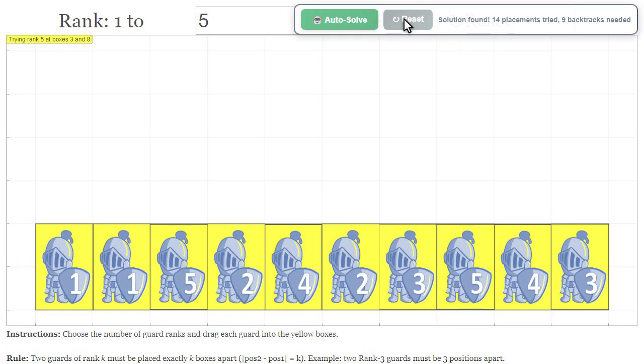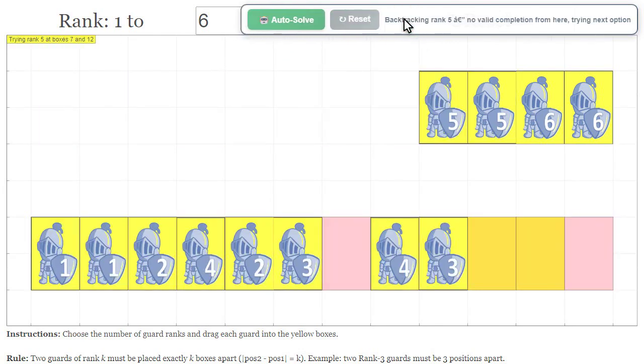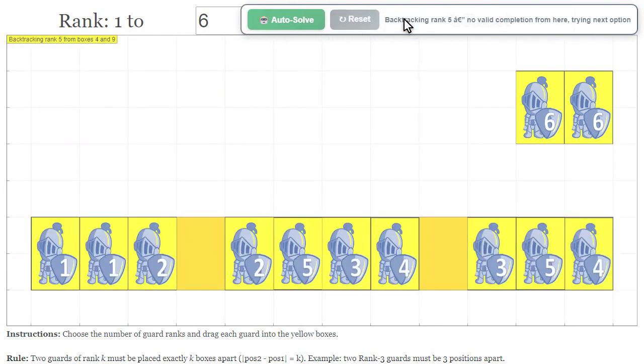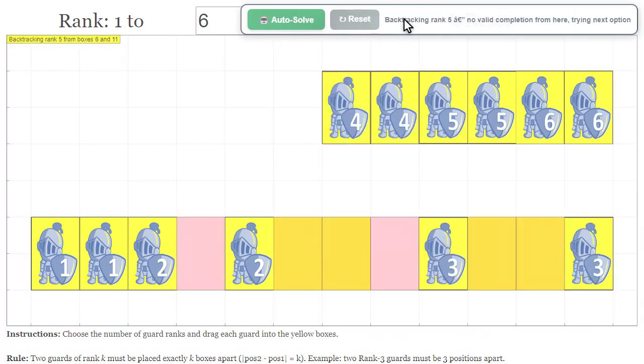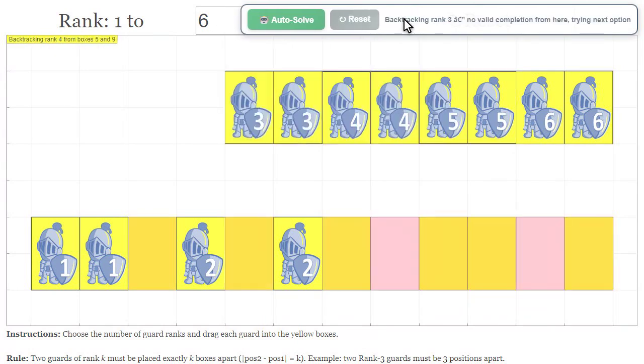Verified. For n equals 6, no solution. Watch the backtrack counter climb much higher than before. The search space is larger, the computer works harder, but the answer is the same. No valid arrangement exists. For n equals 7, no solution again. An even larger search, even more backtracks. The computer proves impossibility by exhaustively checking every branch of the decision tree.